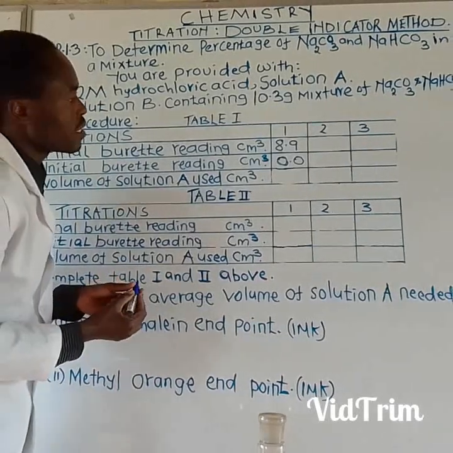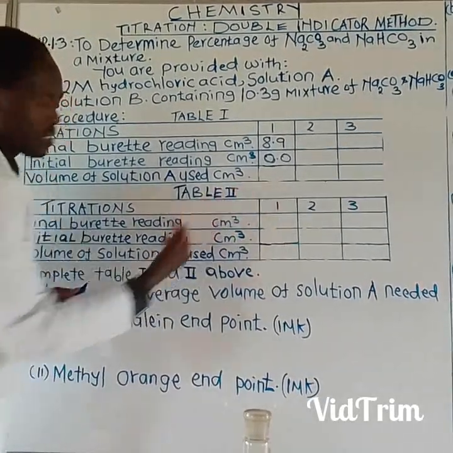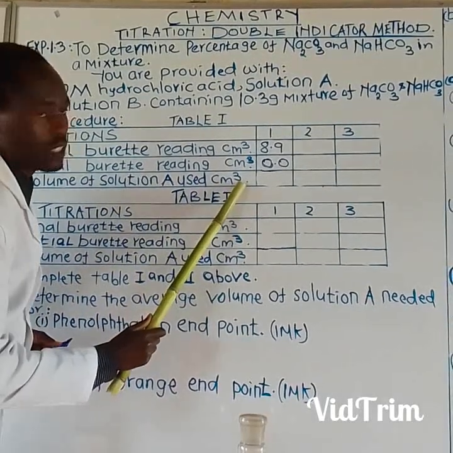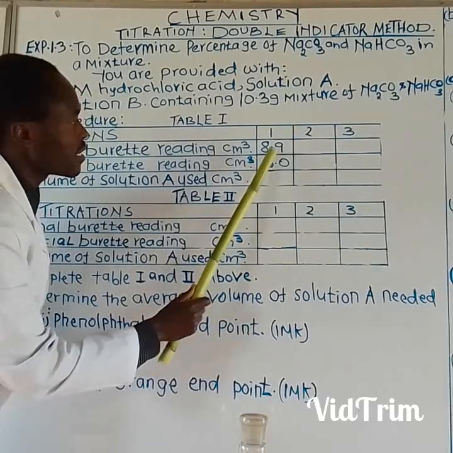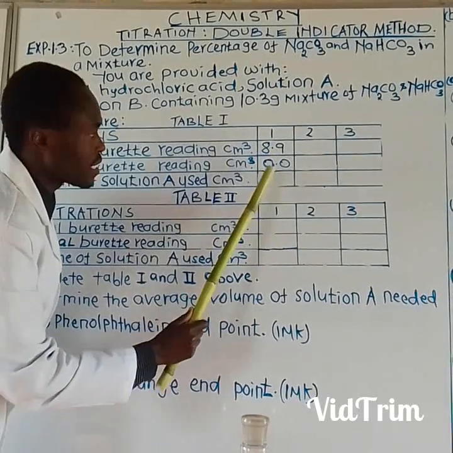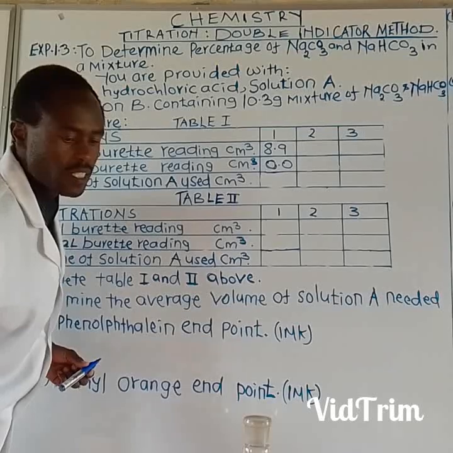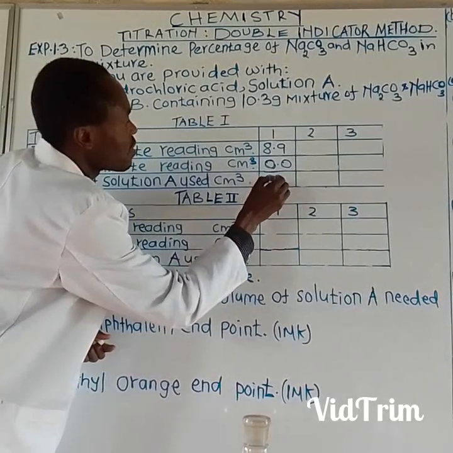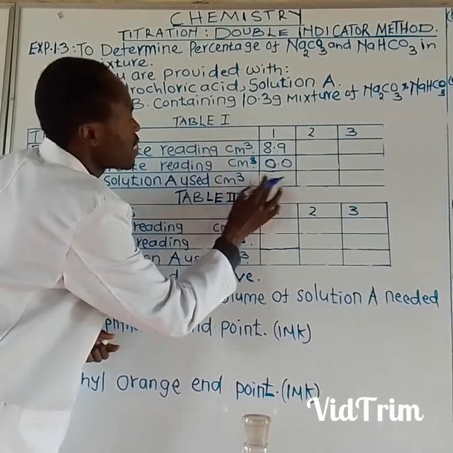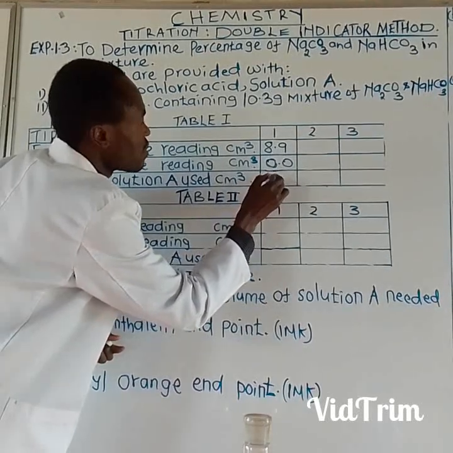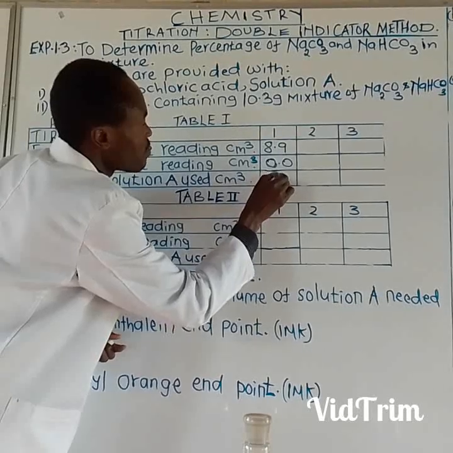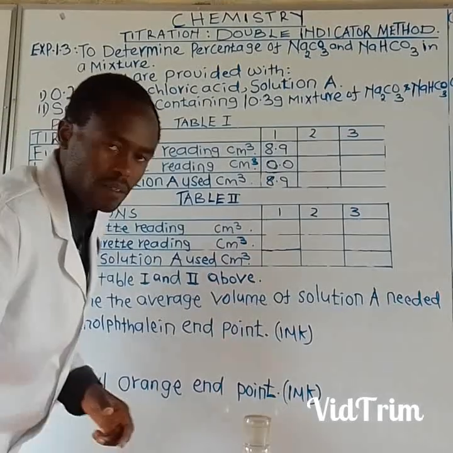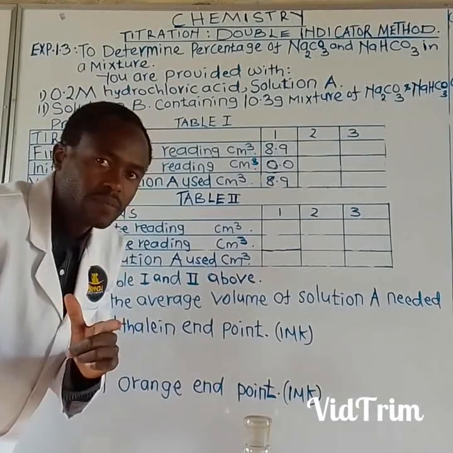Then how do you arrive at the volume of solution A used? Remember, solution A is the one in the burette. So you take the final burette reading minus initial. In this case, 8.9 minus 0.0 is 8.9. Is it okay? Then, my student, what next?